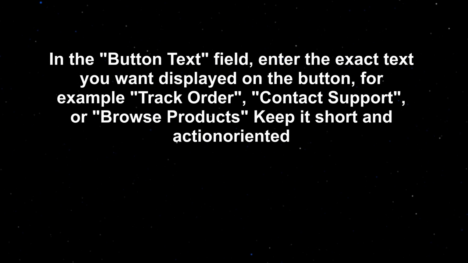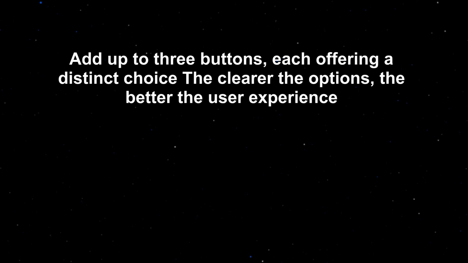In the button text field, enter the exact text you want displayed on the button. For example, track order, contact support, or browse products. Keep it short and action-oriented. Add up to 3 buttons, each offering a distinct choice. The clearer the options, the better the user experience.